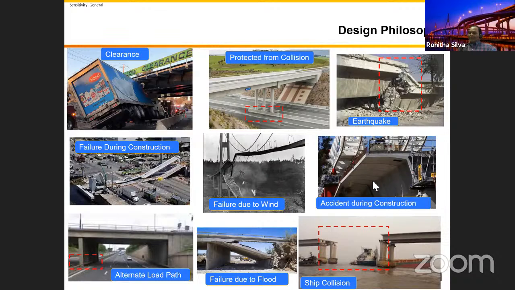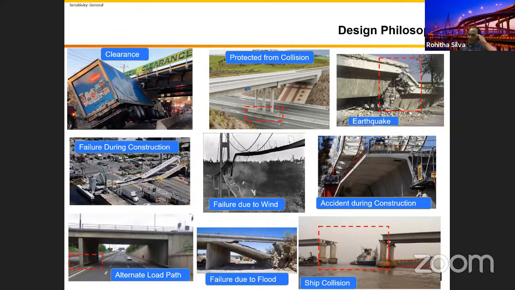And the other picture you can see I put in here, accident during construction. Yeah, it could happen all the time when you are doing a bridge construction, the major construction. This is one of the segmental box girder bridge. While they were building it, there is some issues with the gantry.